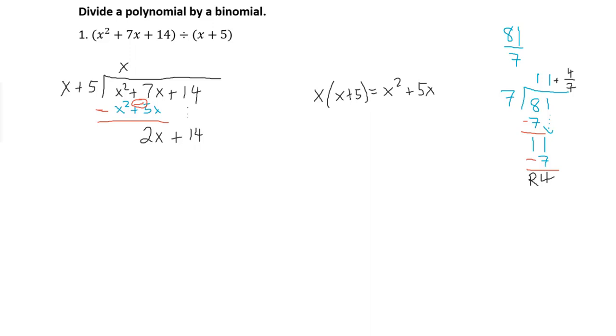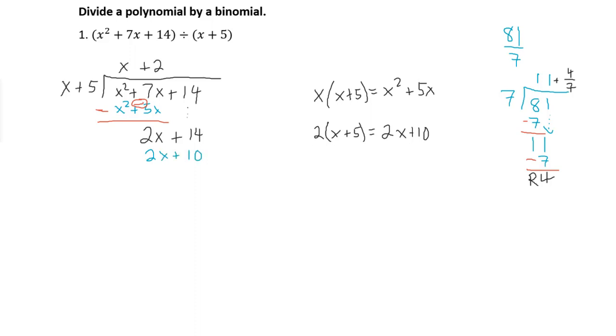And now we repeat the process again. Well, what do we need to multiply x plus 5 by in order to turn it into a 2x plus something? So we need to multiply by 2. If we multiply x plus 5 by 2, we get 2x plus 10. And so I'm going to put a plus 2 here because that's what we're going to multiply by. And that will be 2x plus 10.